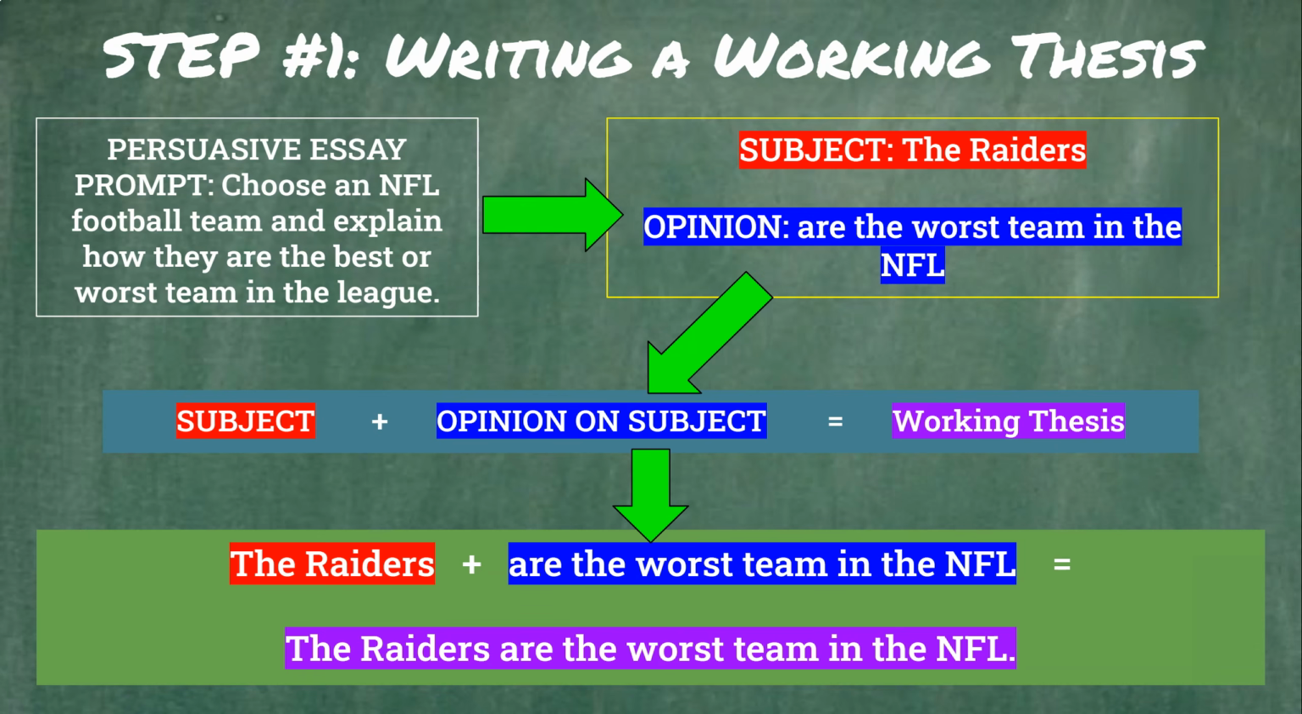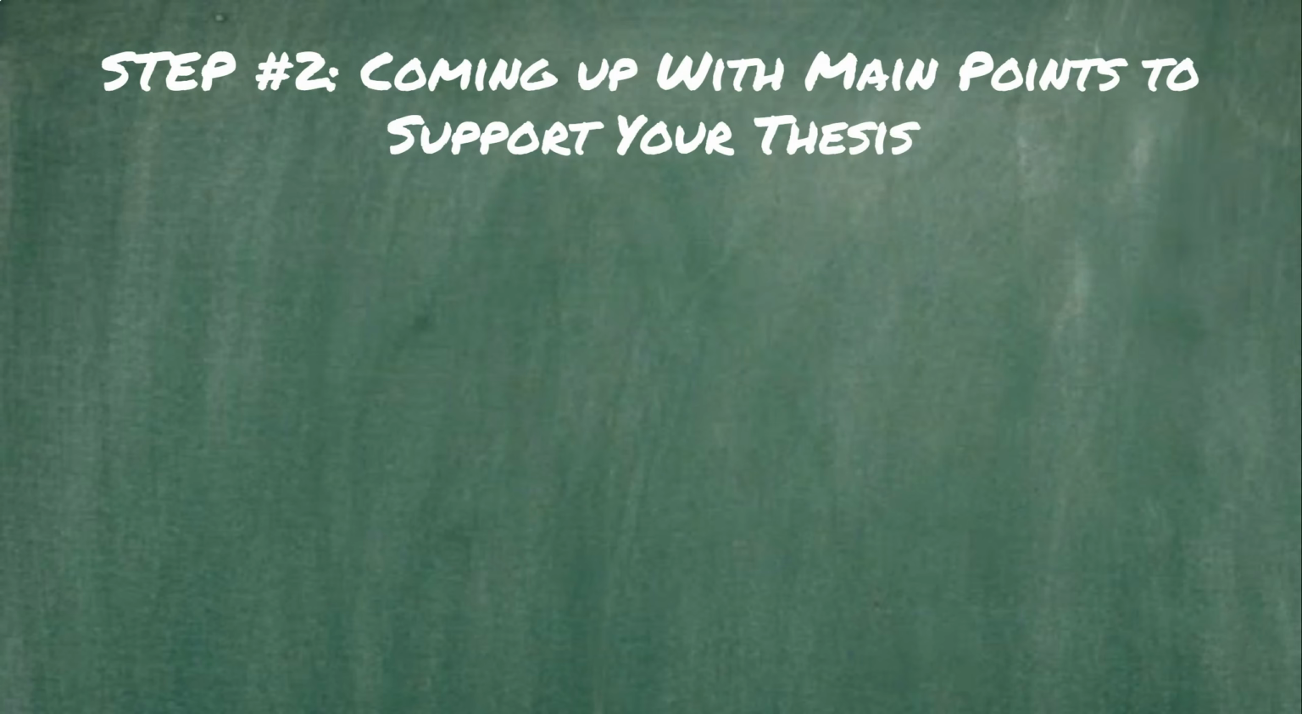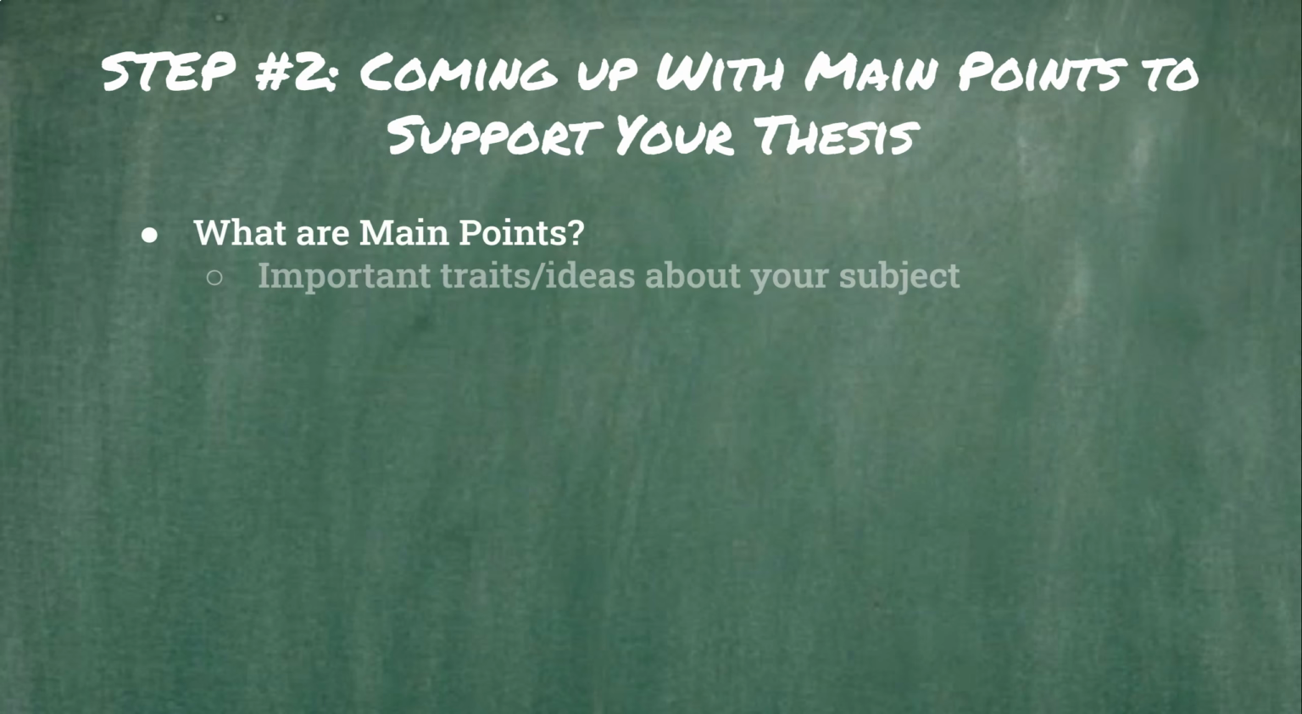We need to develop some main points in order to expand our thesis, and this is where step 2 comes in. Now that we have a working thesis, we need to come up with main points to help support it. And these main points will help provide a roadmap for the rest of the essay. Main points are important traits or ideas about your subject that you most likely came up with while brainstorming or researching for the essay.